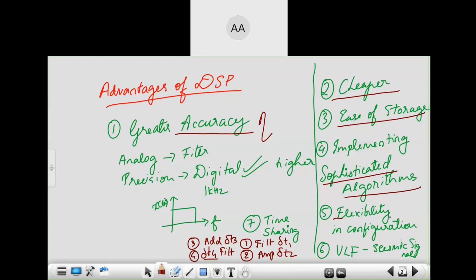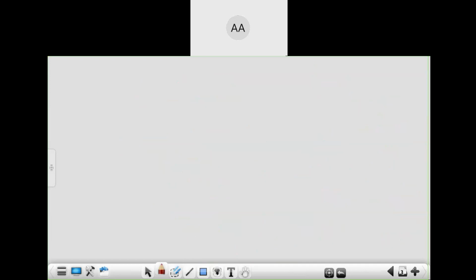Next is flexibility. Depending upon the application, you can configure your DSP. Most importantly, for very low frequency also, you're able to use your DSP processor. And finally, time sharing, which is very important because you can do multiple operations at a time. So these are the few advantages of your DSP processor.